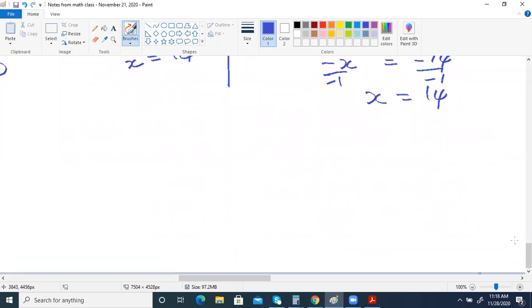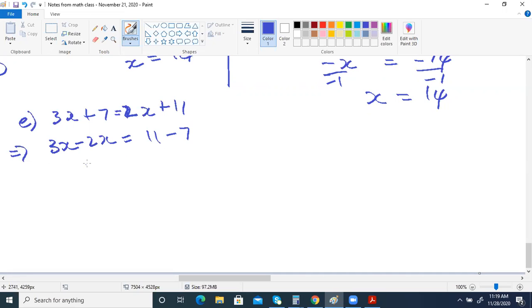So we are at E. E. So 3x plus 7 equal 2x plus 11. 3x minus 2x equals 11 minus 7. X is equal 4. Yep. E and then F.